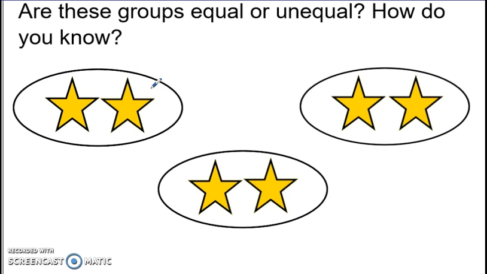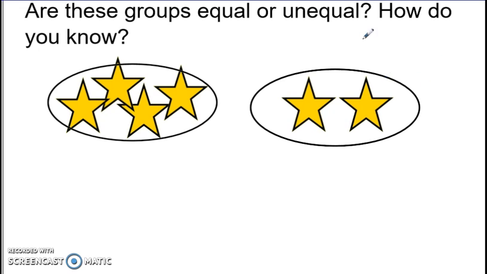We have one group, two groups, three groups. In this group, we have 2 stars. In this group, we have 2 stars. And in this group, we have 2 stars. These groups are equal because each group has the same number. We have 2, 2, and 2.